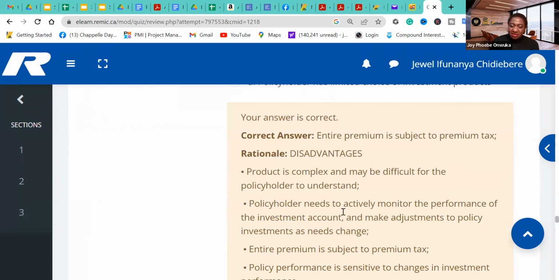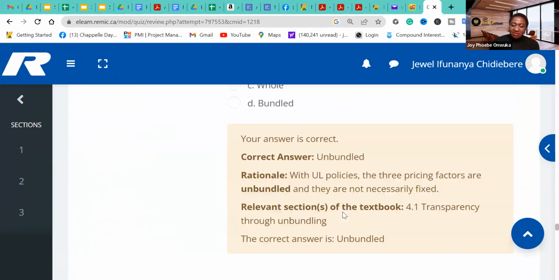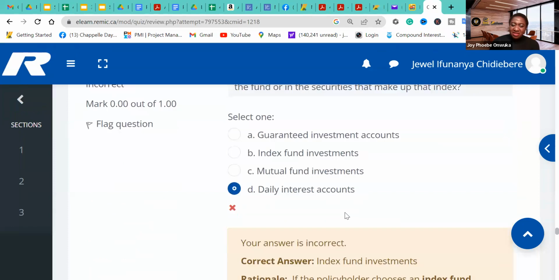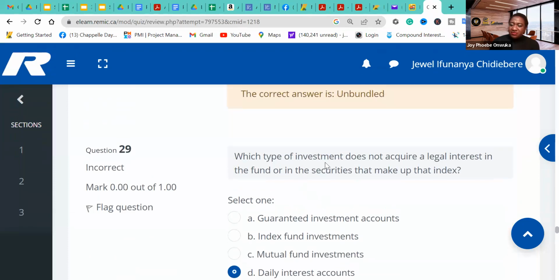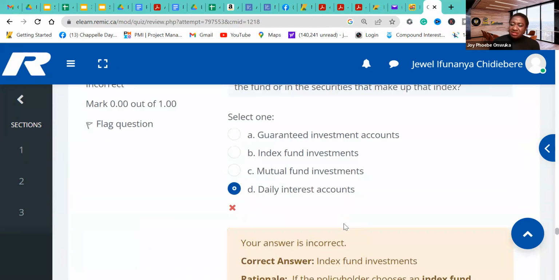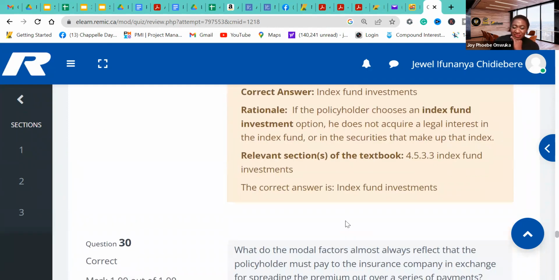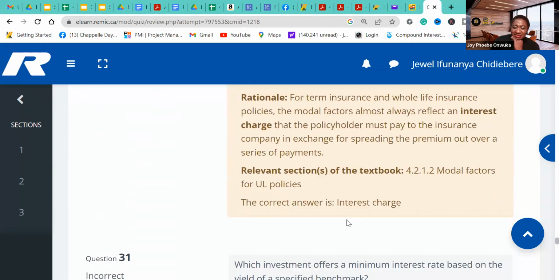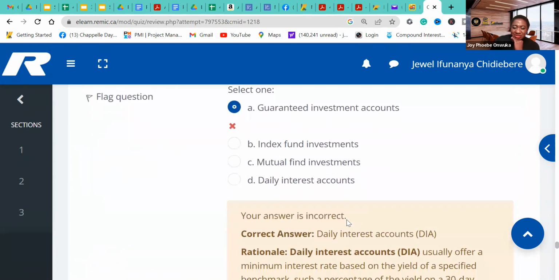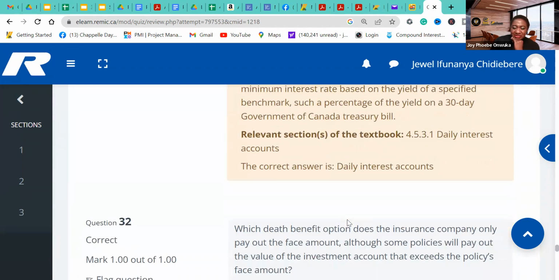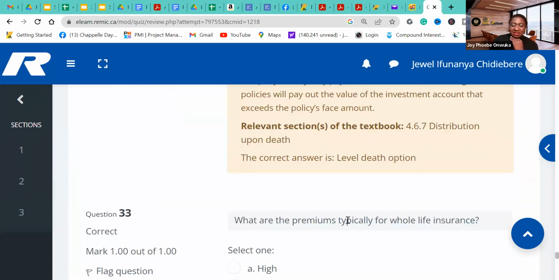So again, let's try and read all this. We didn't get this one. Which type of investment does not acquire a legal interest? We said daily interest rate. The answer is index fund for all. All right. So pause this, read the rationale, my darlings.